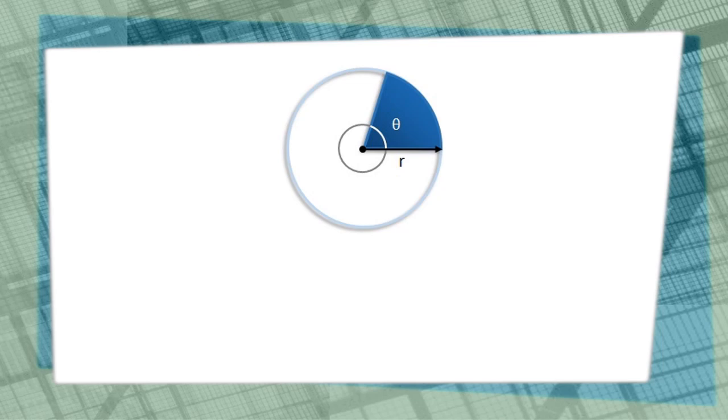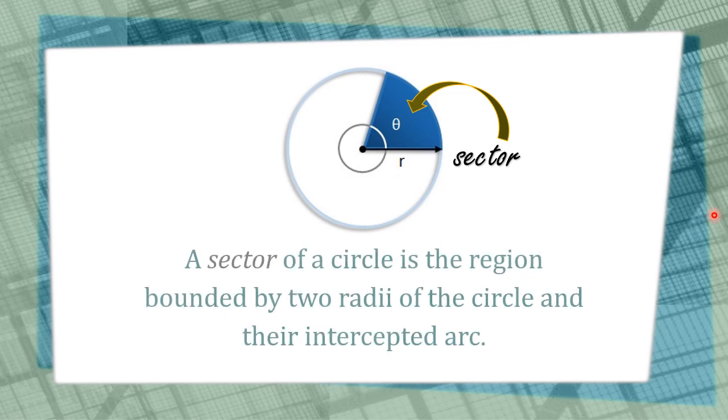Now, first, let us define a sector. Here in our illustration, as you can see, the shaded area is what we call our sector. A sector of a circle is the region bounded by two radii of the circle and their intercepted arc. So here is our intercepted arc.